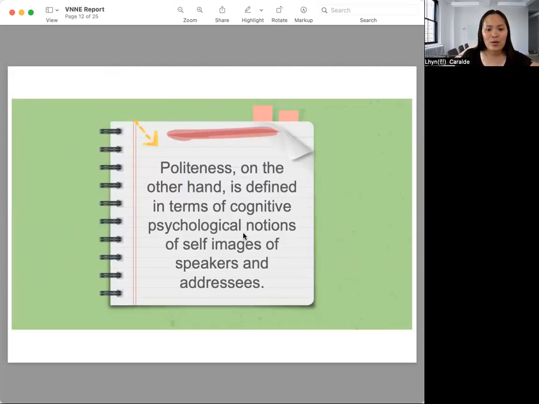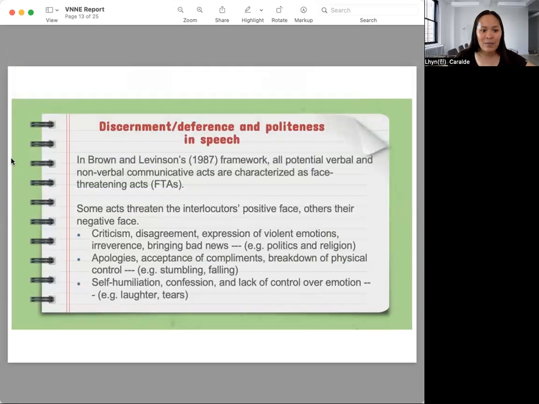Okay. So politeness, on the other hand, is defined in terms of cognitive psychological notions of self-images of speakers and addressees. So this one, politeness, I know that in different countries we have different politeness in different cultures. The first one, this politeness, especially in the Philippines, we use opo and po. That is very polite in the Philippines. Okay. Discernment, difference, and politeness in speech.